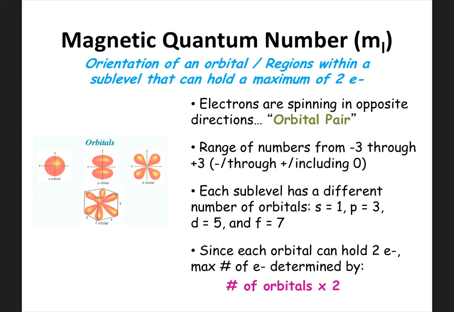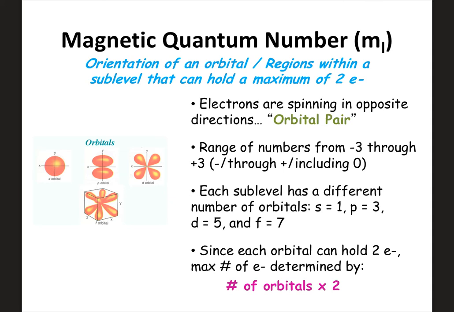So now we're going to talk about the magnetic quantum number, or the third quantum number here. We use ML to denote this. This is basically talking about the orientation of an orbital. Basically, these are areas in a sublevel that can hold a maximum of 2 electrons. So we talked about energy levels, which are just areas outside the nucleus where you're likely to find electrons. Sublevels are areas inside the energy level. And now the magnetic quantum number is referring to orbitals here, and these are specific areas inside a sublevel that can hold a maximum of 2 electrons. Remember, these electrons are spinning oppositely. If you remember how they would look in an orbital diagram, you draw one going up, one going down.